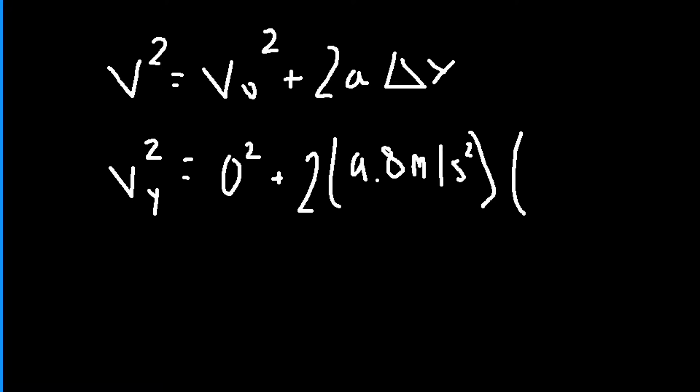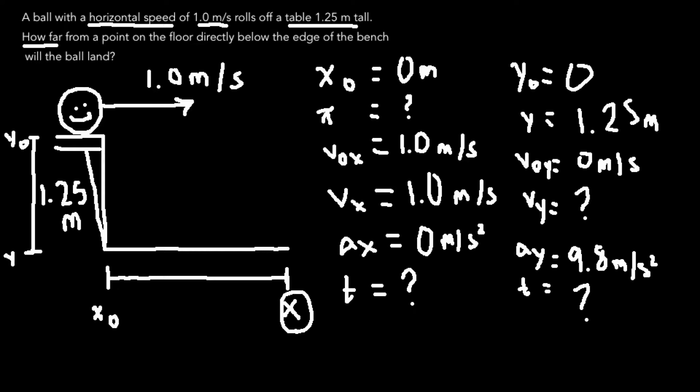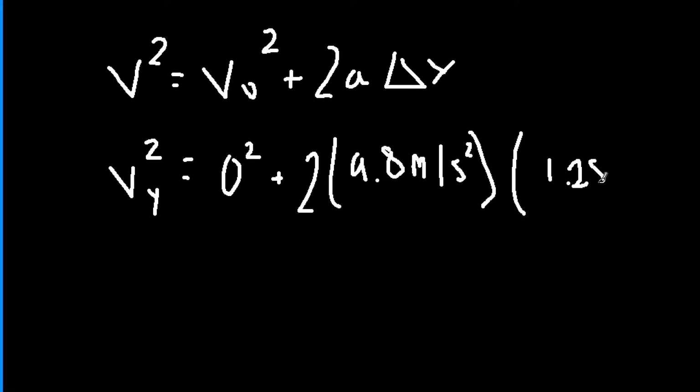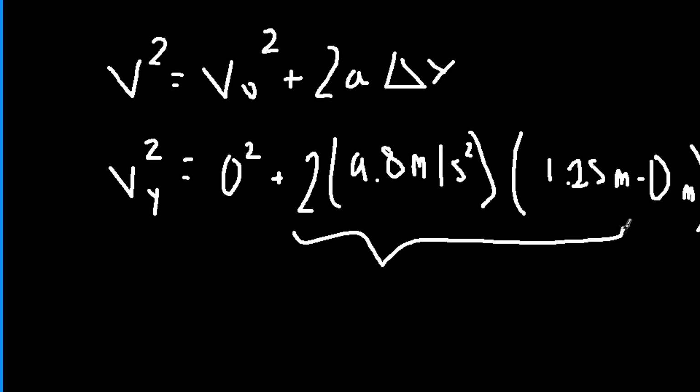Let's go back. I believe it was 1.25. So this would just look like 1.25 meters minus 0 meters. Once we simplify this using our calculator, we get 2 times 9.8 times 1.25, that would be 24.5. Sorry, it's not meters per second, it's meters squared per second squared, because when you take meters times meters per second squared, you get meters squared over second squared. So this is what you get.